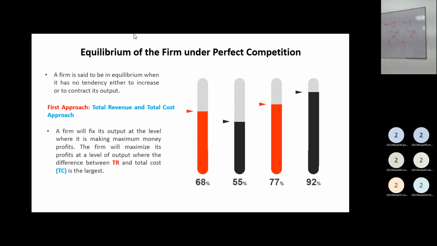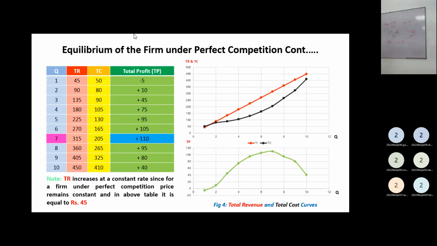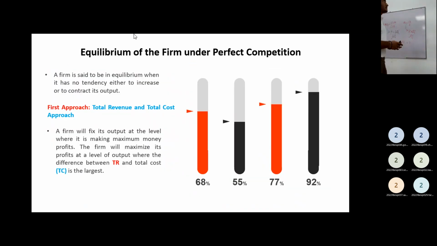Now here it says, a firm is said to be in equilibrium when it has no tendency either to increase or contract its output. Right? So this is the equilibrium point. And as a rational producer, you won't like to produce less and also higher than this. So your equilibrium is at this level. So this is the first approach.